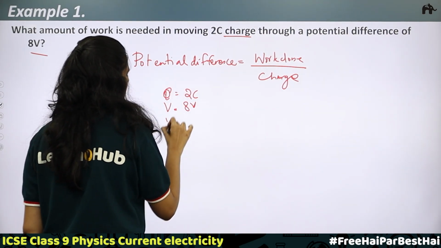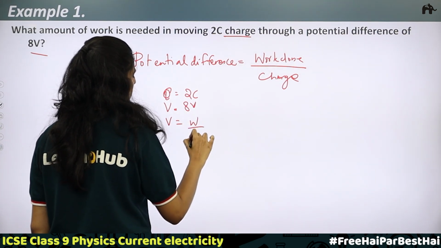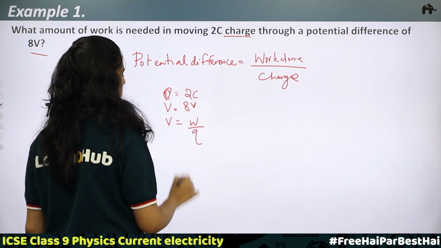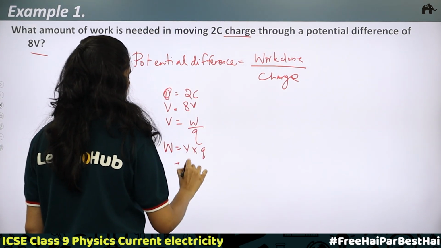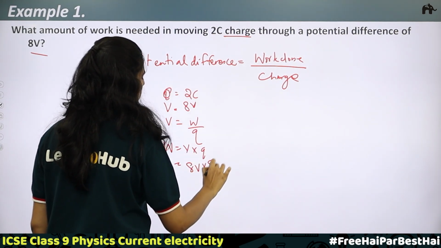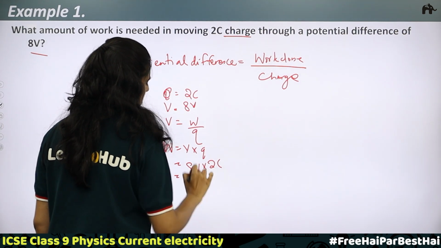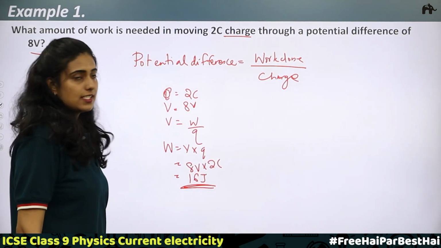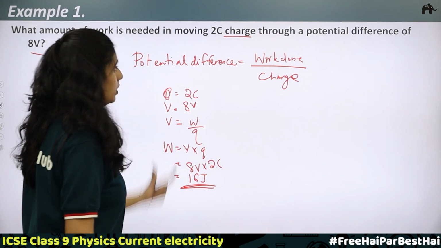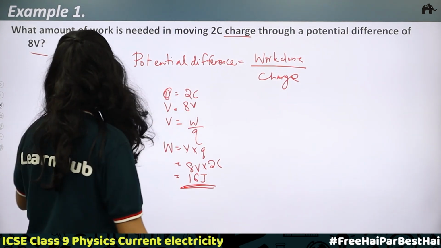So V is equal to W by Q, which means W will be equal to V into Q. What is V? 8 volt into 2 coulombs, which is equal to 16, and the unit of work done is joules. 16 joules is the work done in moving 2 coulomb charge through a potential difference of 8 volts.